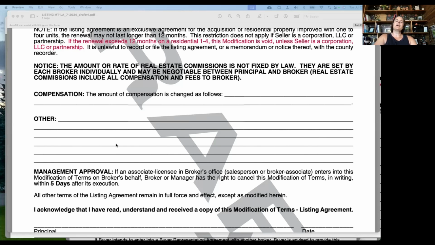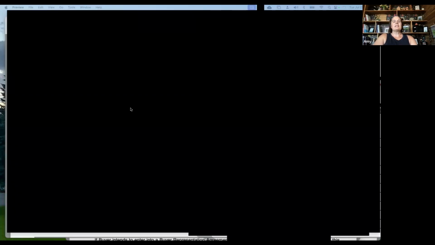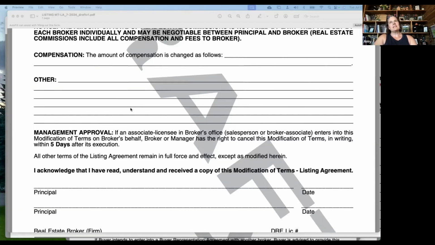And then there's the other line. This is for all the other things that you may want to change that fall in line with the listing agreement, whether it's the on market date that we talked about earlier with the SELM form and the exclusion, the MLSA, the multiple listing service addendum. We may want to change the on market date. We may want to change the things that stay or go with the property, right? Who knows? There's so many things that could be changed on the listing agreement. That's what the other line is for.